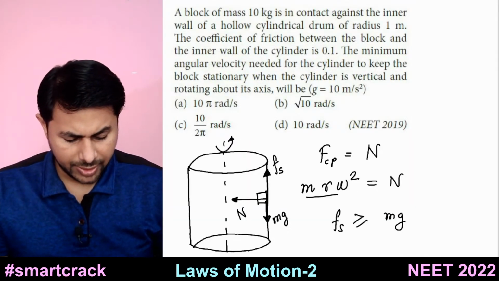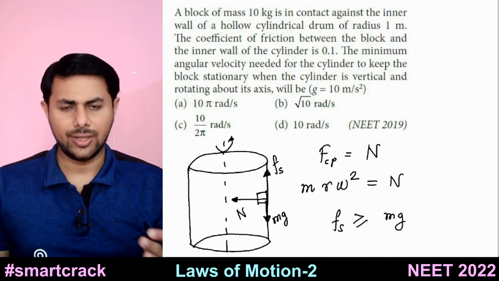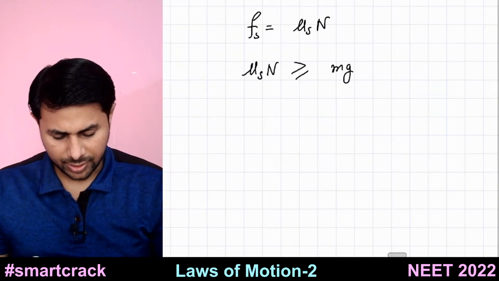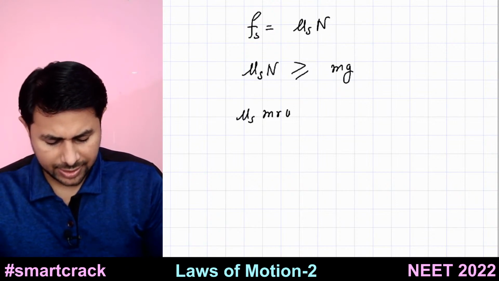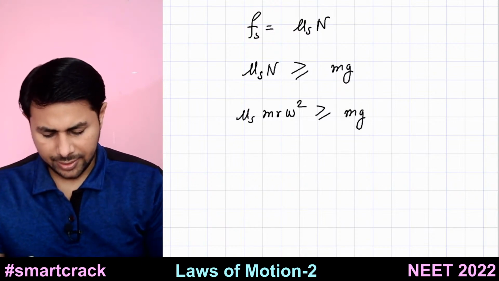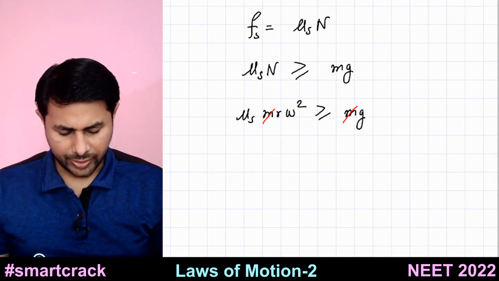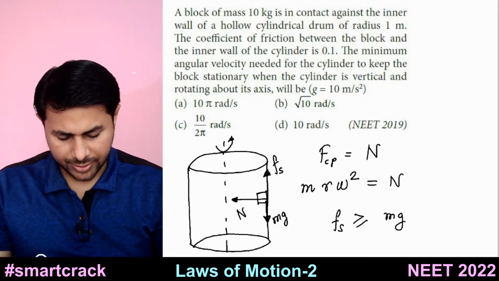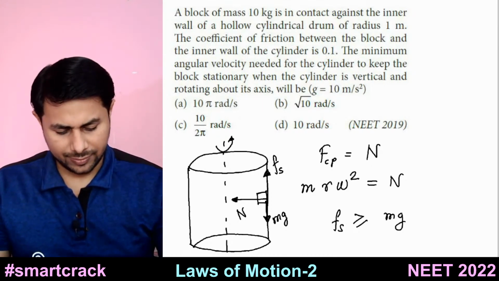We have found here that the normal reaction provides the centripetal force. So we can substitute N equals m r omega square in this formula. So we get mu s times m r omega square should be greater than or equal to mg, and then this m and m get cancelled out, and we can take mu s and r to the other side, because we want to find out the angular velocity.